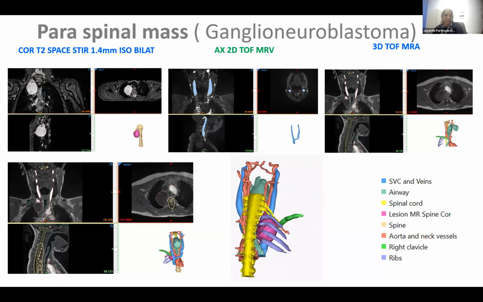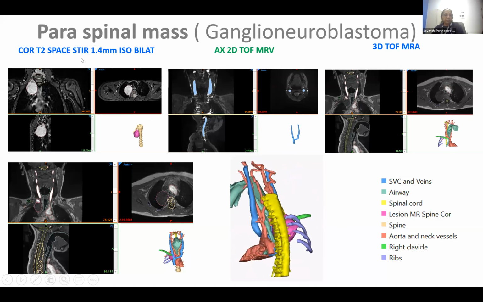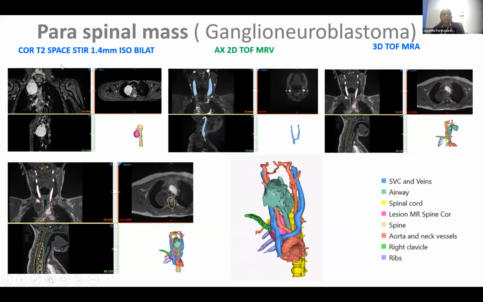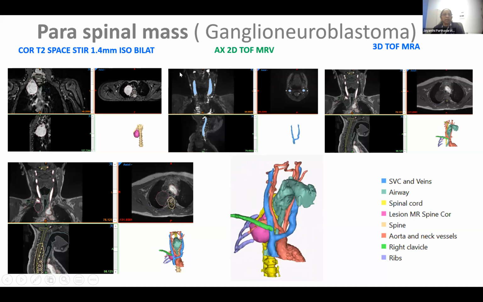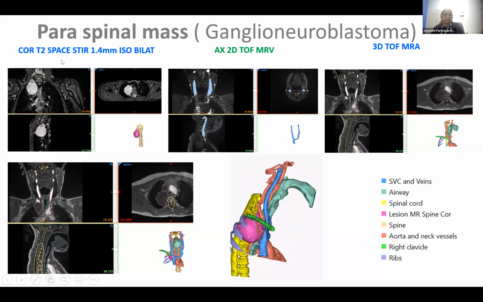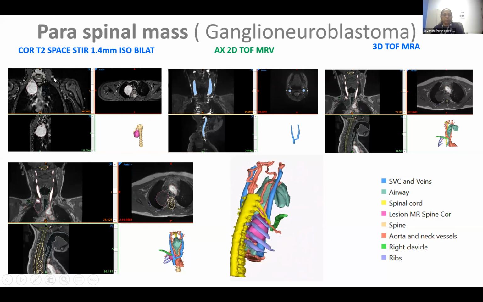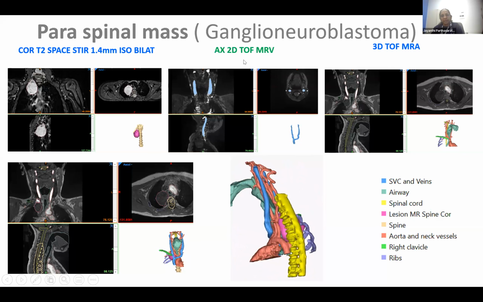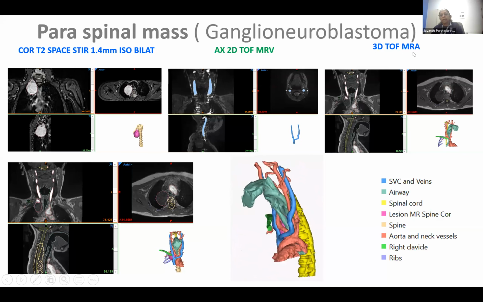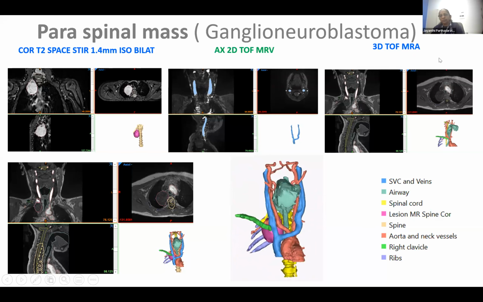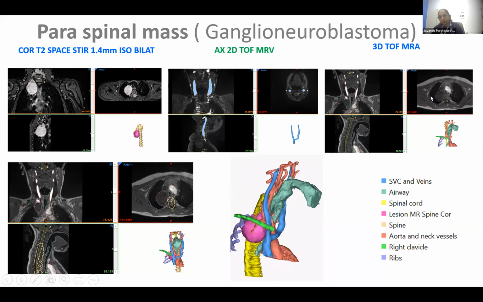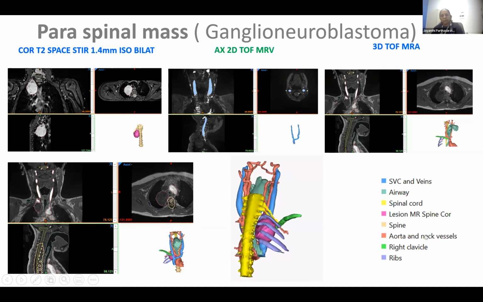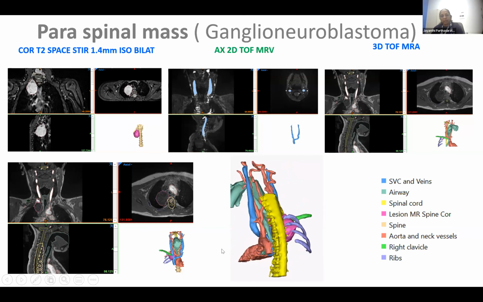Now, after having seen orthopedic oncology, we go into paraspinal masses. So this is mostly from MR. This patient had multiple sequences of the MR. We used the T2 for defining the lesion. Then we used the MRV to get the veins. Then we used the 3D MRA for getting the arterial vasculature, the aorta and the neck vessels, because they were so critical, as you would see in the decision planning.